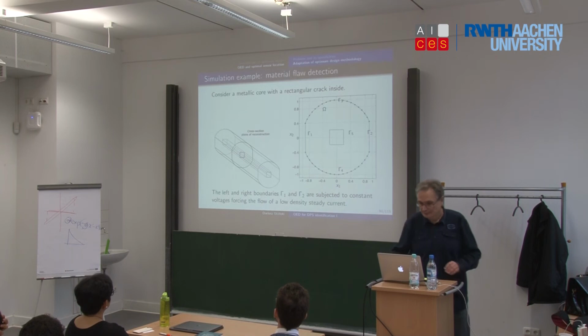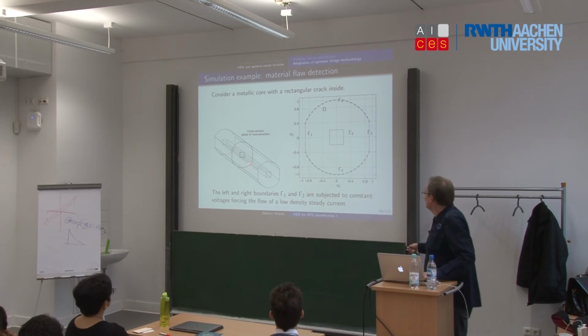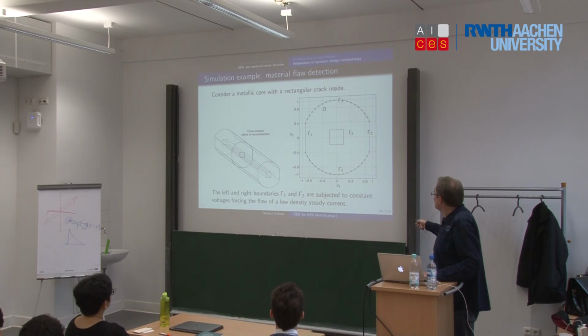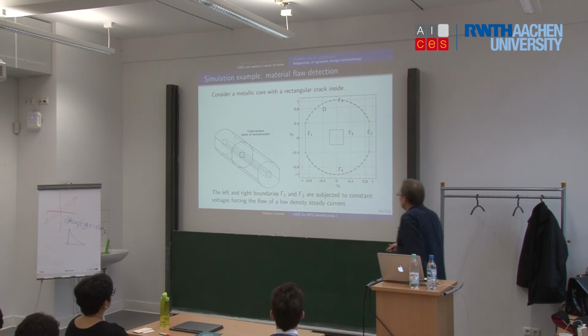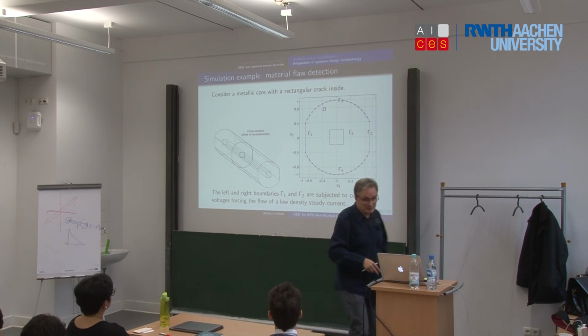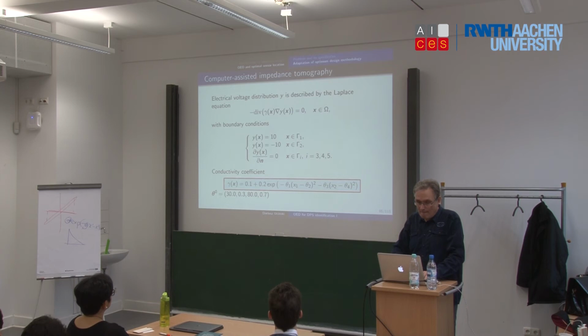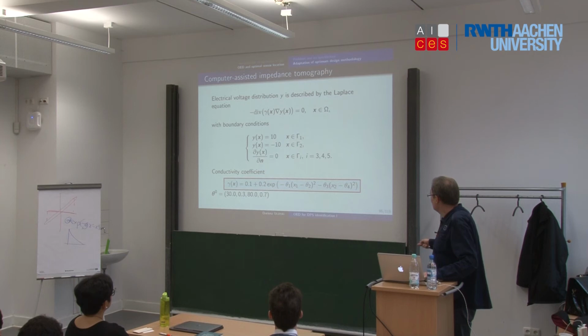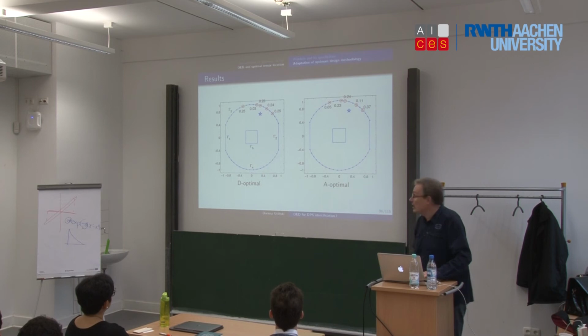Here you have maybe a much more applicable example. We have the problem of material flaw detection in the following block made of metal. We can place the sensors on the boundary of this block, and you have here the candidate points. Well, here you have the description. The unknown parameters are included in the conductivity coefficient, and here you have optimal weights.